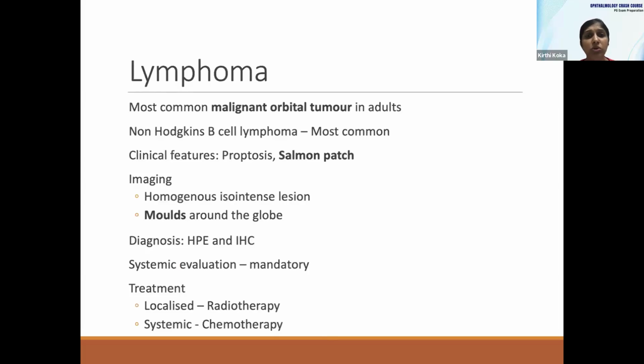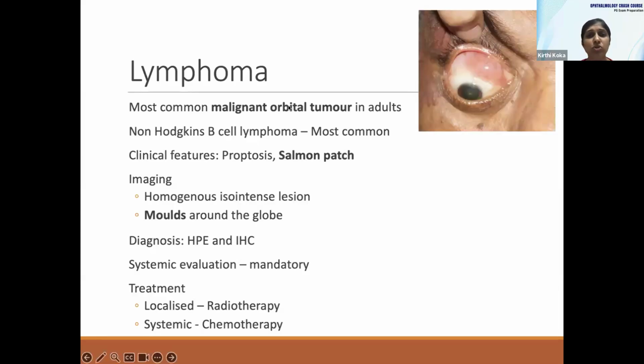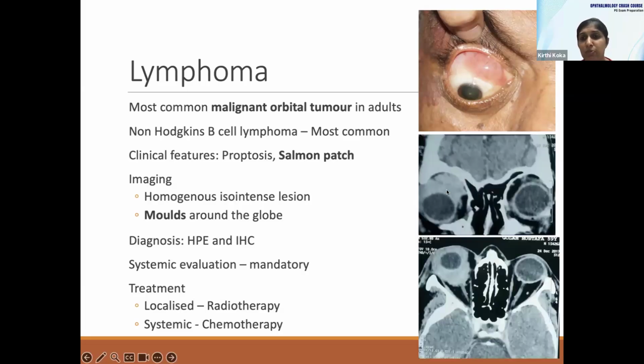So lymphoma is the most common orbital tumor in adults. So in adults, the most common malignant tumor is lymphoma, and the most common benign tumor is going to be cavernous hemangioma. How do you find out? Most often they'll present with proptosis, but many a time they will have this pinkish lesion, which you'll see under the conjunctiva, that is called the salmon patch. And on imaging they will have lesions which will be molding around the globe like this, which is a very characteristic feature of lymphoma.